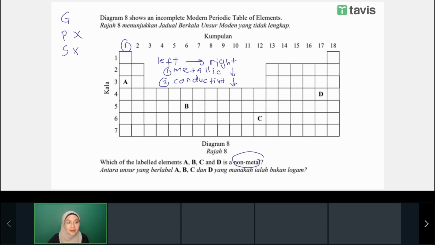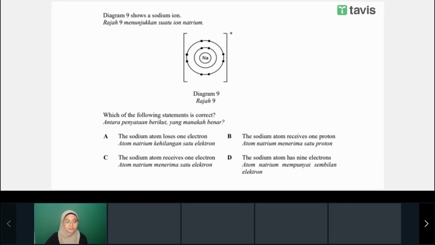So A is impossible. Remove the A. Anyone has the answer? Okay, B. B is a transition metal, also the incorrect one. Okay, anyone have any answer? D, yes, D. Why? Because this one is a transition element, transition metal. So D is non-metal. Okay, let's see the next question.